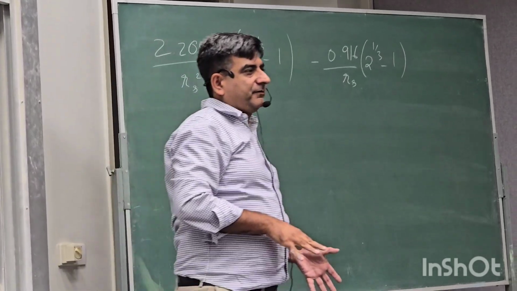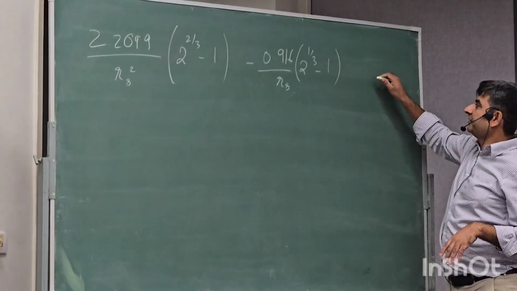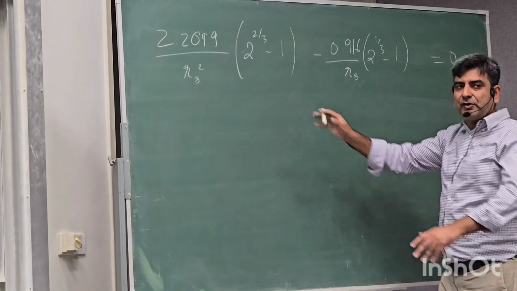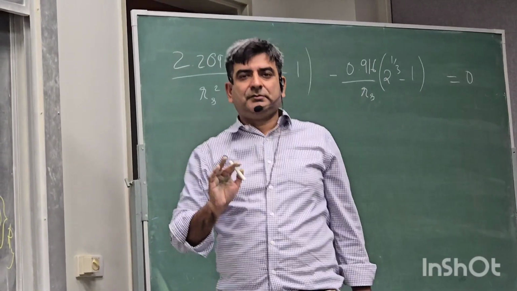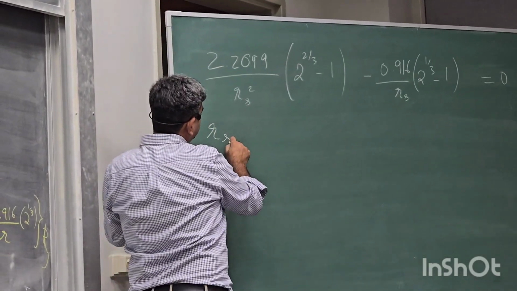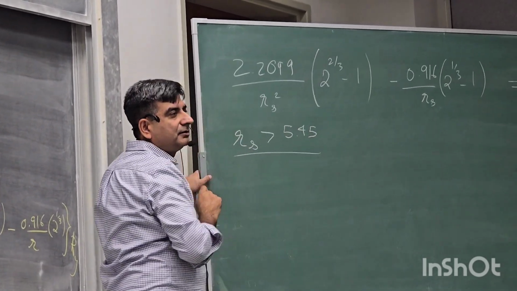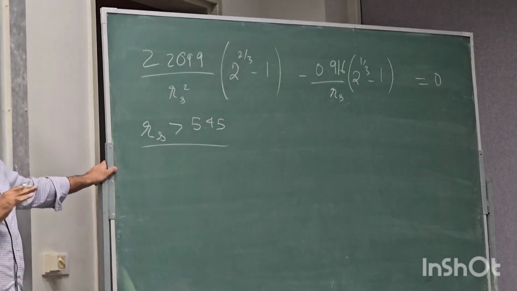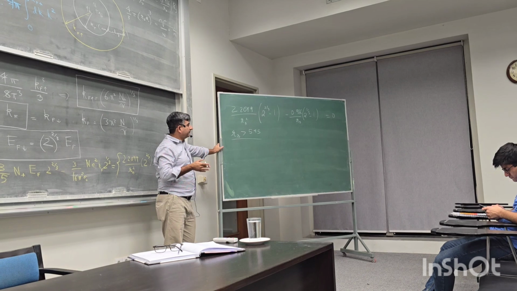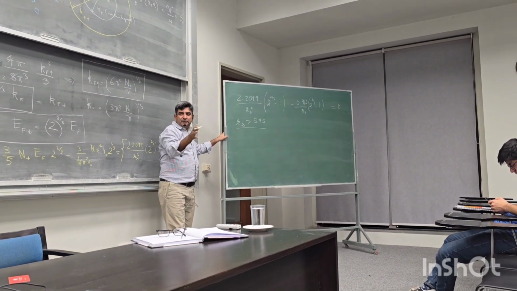So I want this to be negative. So in order to find the regime, I want this. So let's look at the critical threshold value. Put this equal to 0. Solve this for rs. Okay. When I solve this for rs, rs has to be greater than 5.45, something like that. Okay. So in real metals, which are these conduction electrons, they have rs ranging from 2 to 10, 2 to 8, or 2 to 9. Okay.